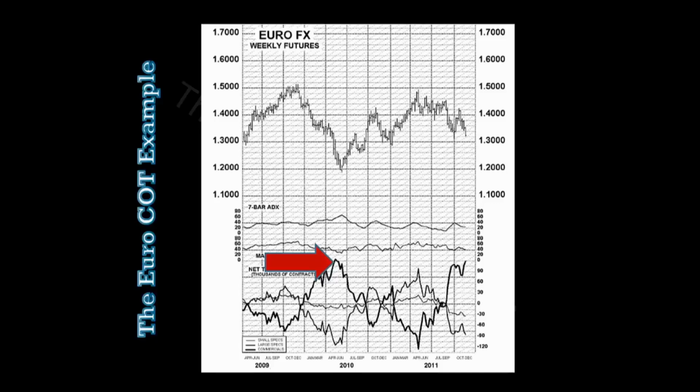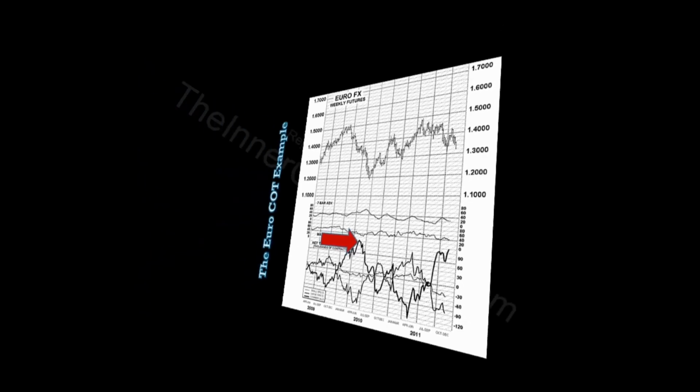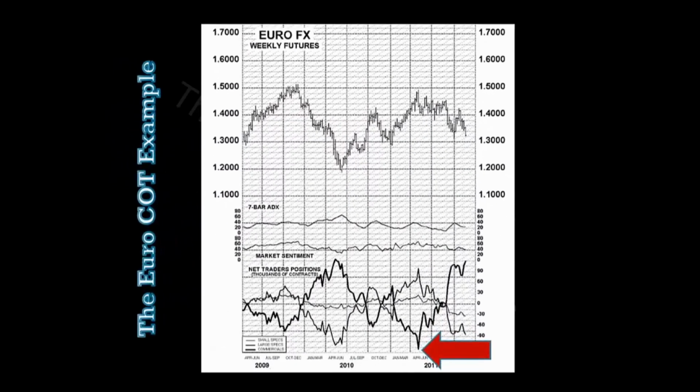Okay, as we see here in the year 2009, around April and June time period, all of a sudden that low formed, and it had an astronomical opportunity to capture a huge amount of pips. Same thing can be said here when we have this extreme level net short position.